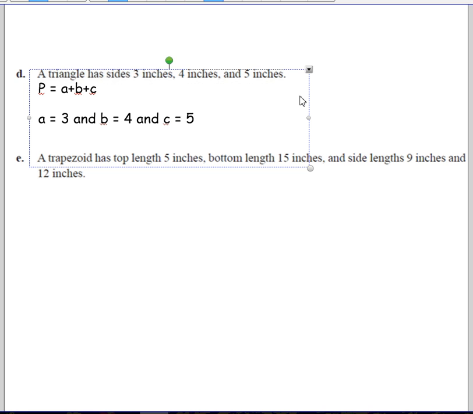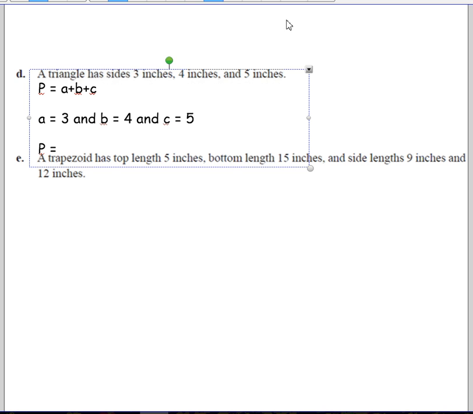I do want to mention, it's not important to perimeter, but it's an interesting fact that a triangle with sides of 3 inches, 4 inches, and 5 inches ends up being a triangle with a right angle. So it would be a right triangle. We'll talk more about right triangles in other lessons, but I just wanted to point that out to you. Now let's get back to what we're supposed to be doing, our perimeter.